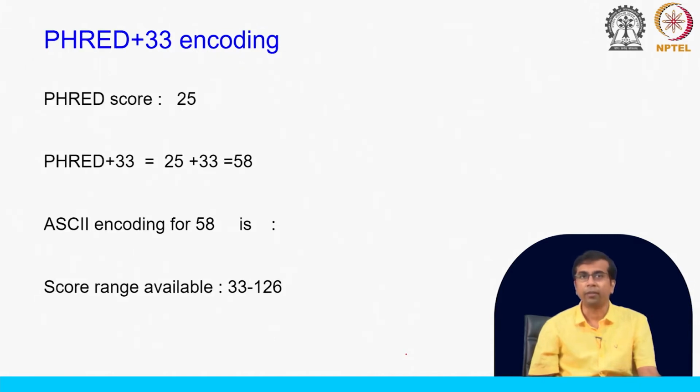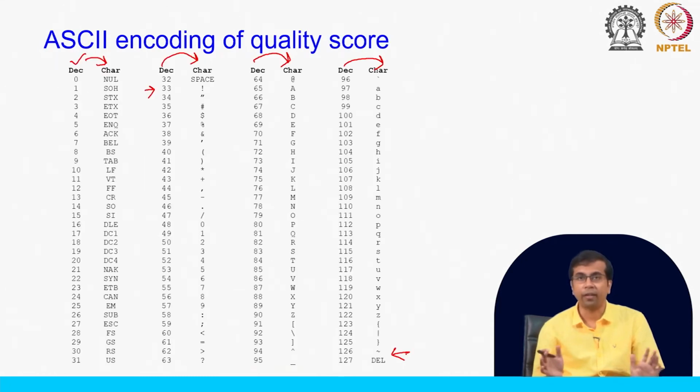The idea is very simple. If the Phred score, the quality score that comes out of the machine, is 25, you just add 33 to that. Here 25 plus 33 is 58, and you simply look at the ASCII encoding for 58, which is colon. The score range that is available, as I mentioned, is between 33 and 126.